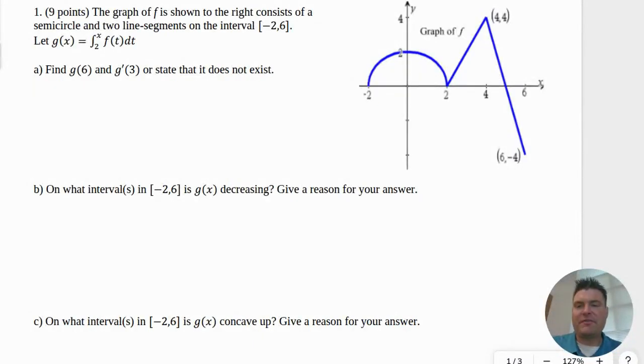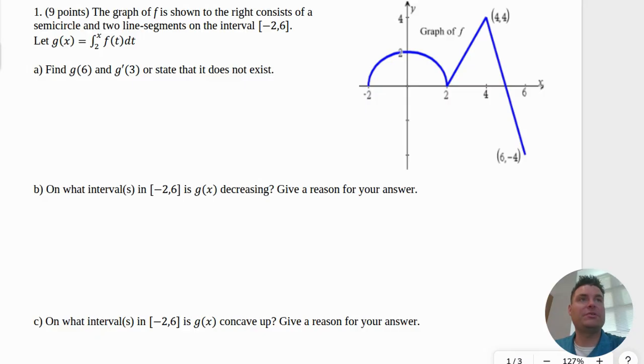Our first question here, we have an FRQ. We have the graph of f shown to the right. It consists of a semicircle and two line segments on the interval from -2 to 6. And we're going to let g of x equal that integral right there that you see, which is going to be the integral from 2 to x of f of t dt.